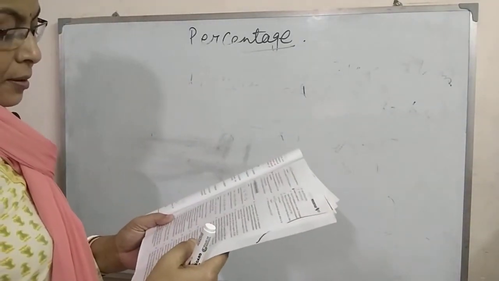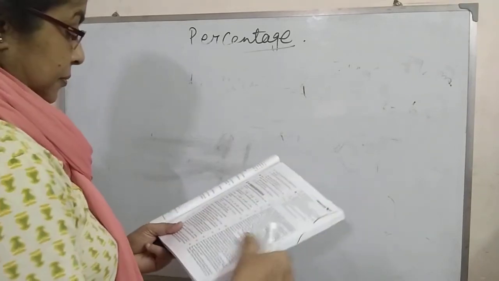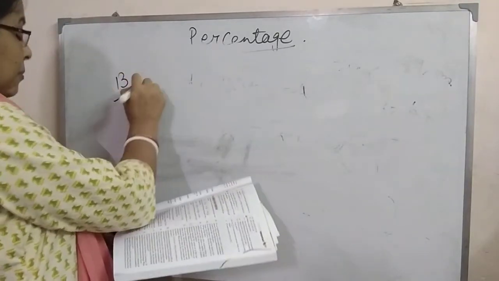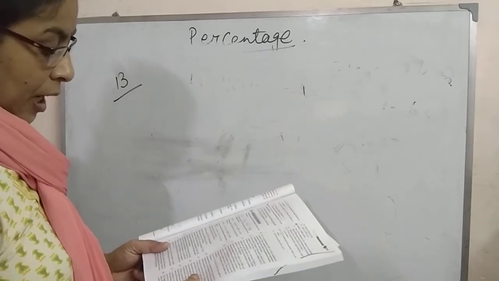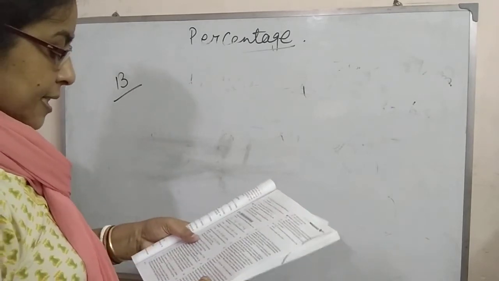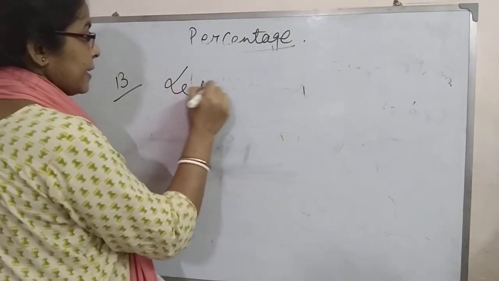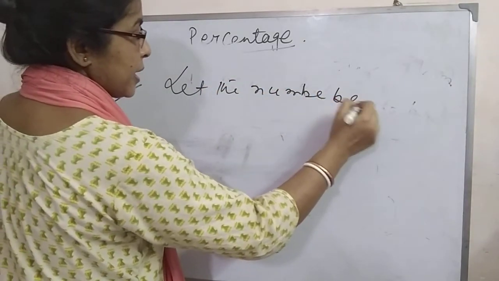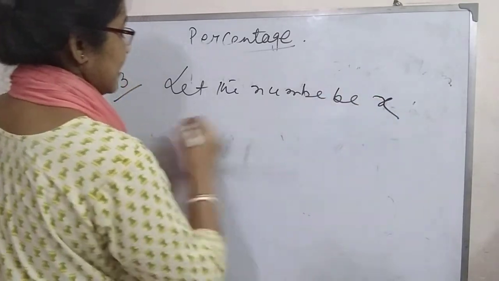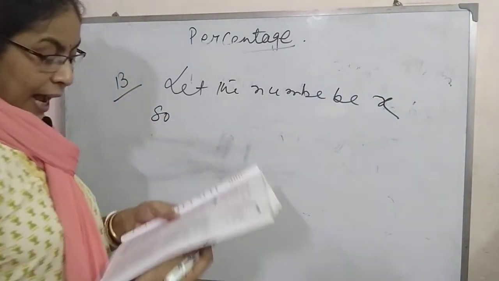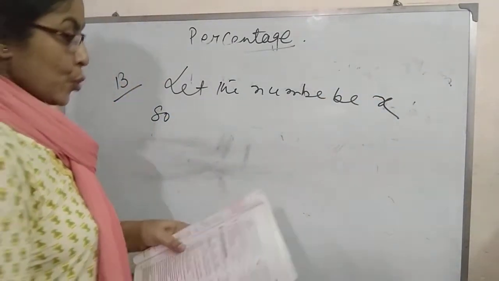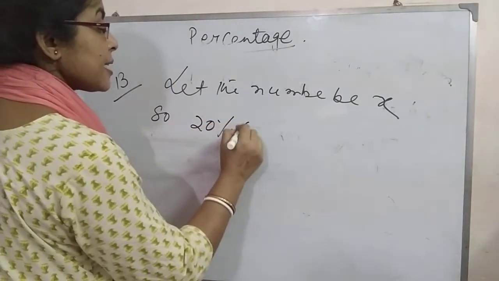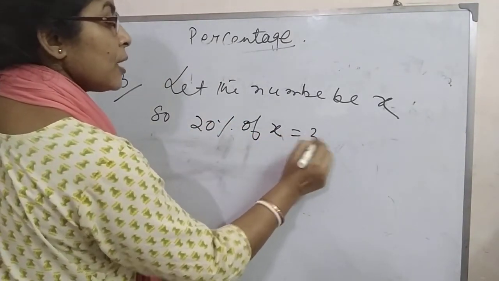Sum number 13. Sum number 13. 25% of a number is 30. What is the number? Let the number be x. So I can write 20% of x equal to 30.